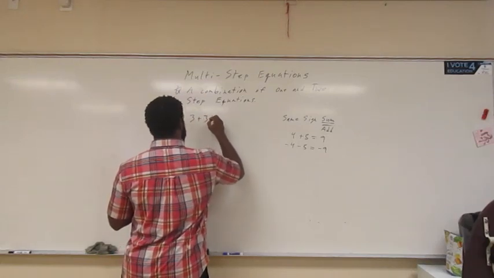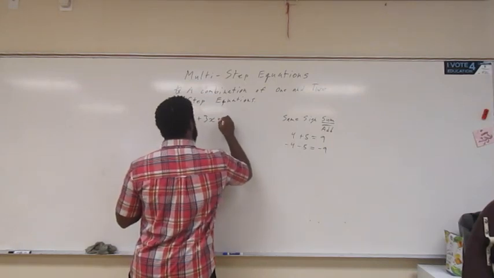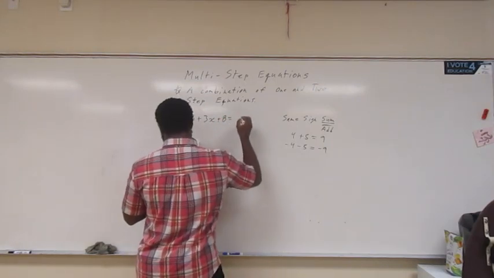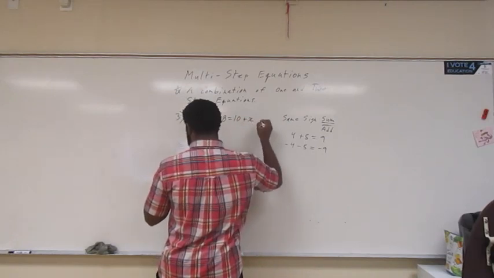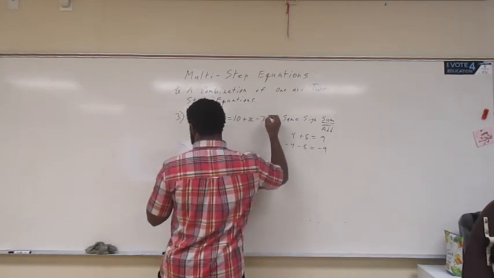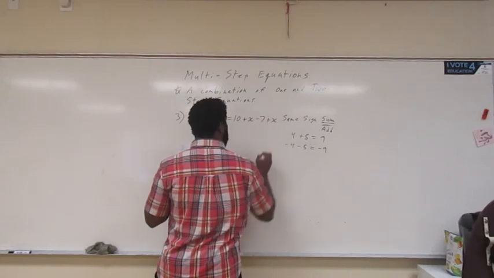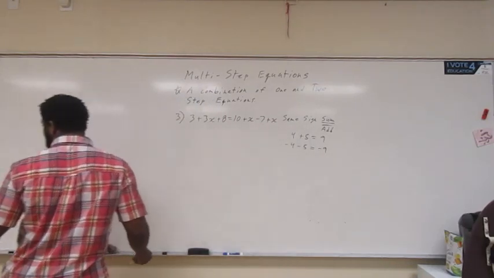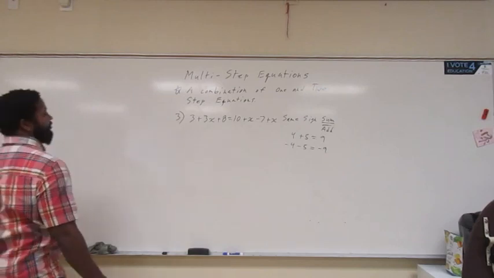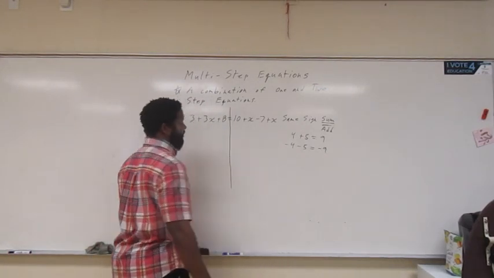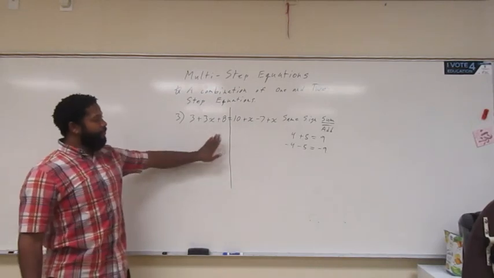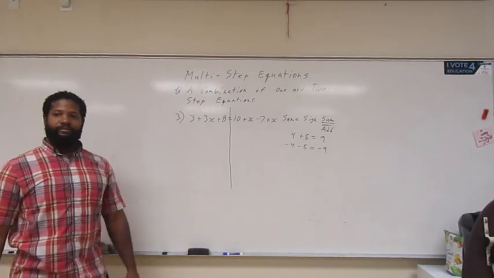Number 3: 3 plus, instead of k, I'm going to use x, plus 8 is equal to 10 plus x minus 7 plus x. So, you combine those, and then you have those two, right? That makes it more confusing. I'm gonna draw my line down the center, separate my two sides, right?